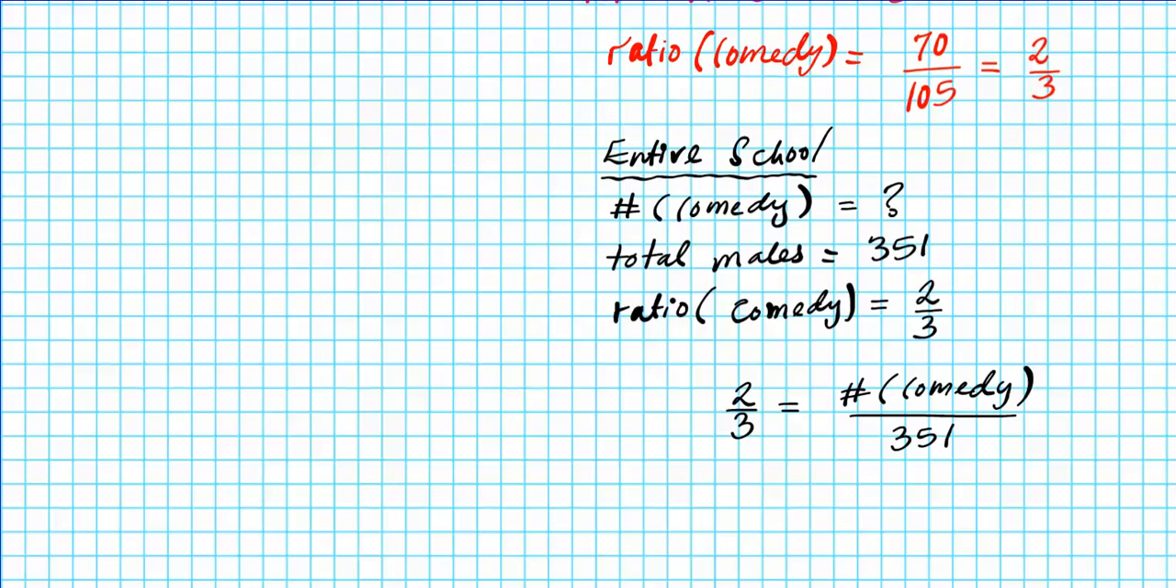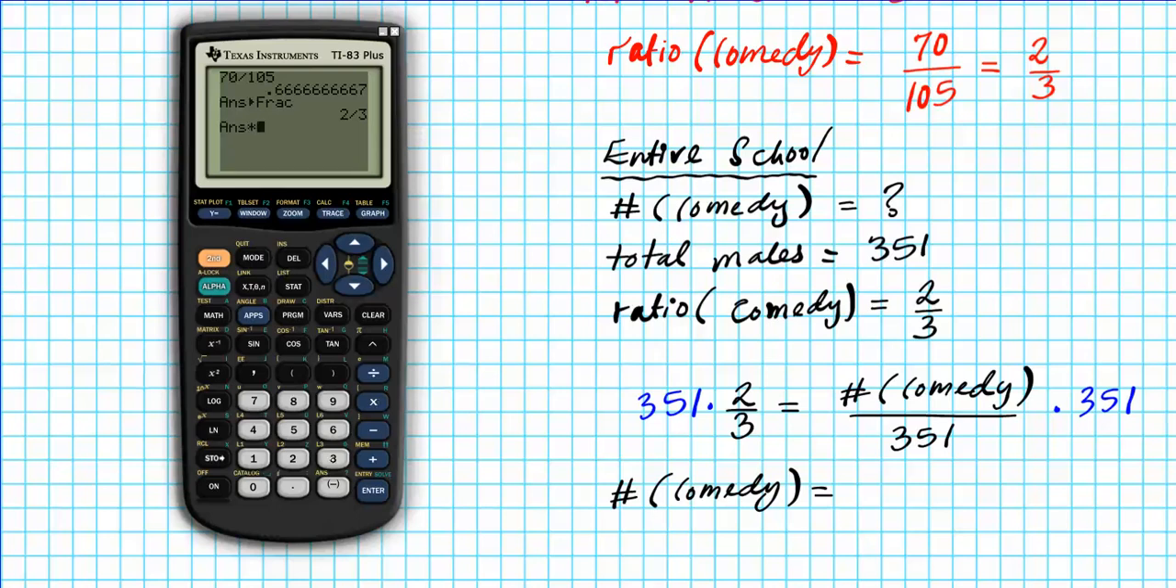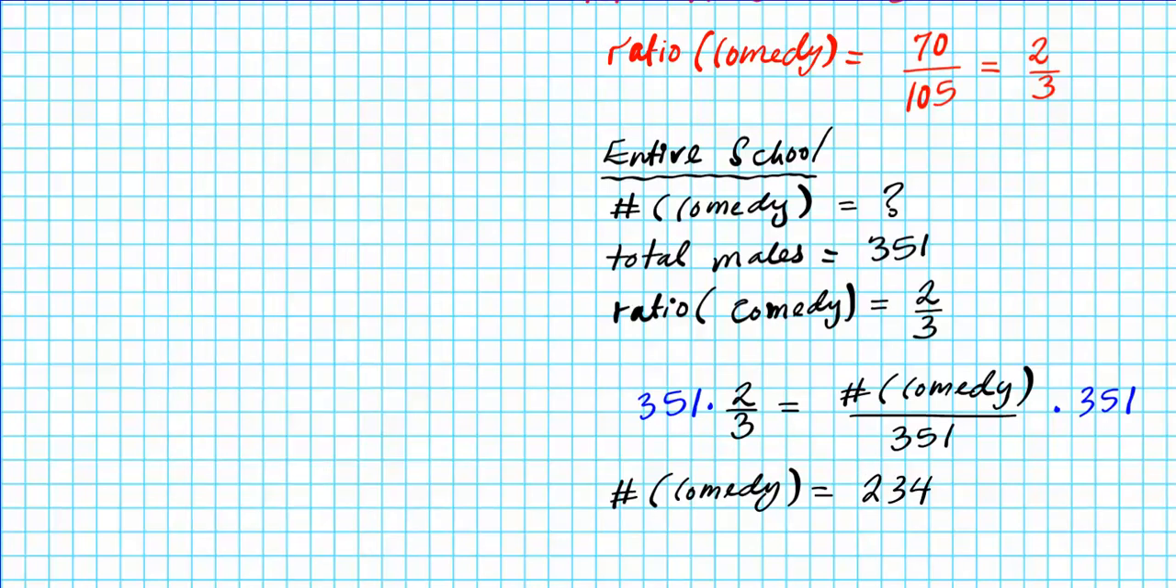Okay, to get this by itself, number that prefer comedy, we multiply both sides by 351. So what's happening here is we're taking 2/3 of the entire male population of the school. Okay, and that should give us the predicted amount of the male students in the school that prefer comedy. So number that prefer comedy is going to be 2/3 times the population of males in the school, 351, which is 234. Okay, so let's go ahead and write our justification just to state what our argument is. So, justification.